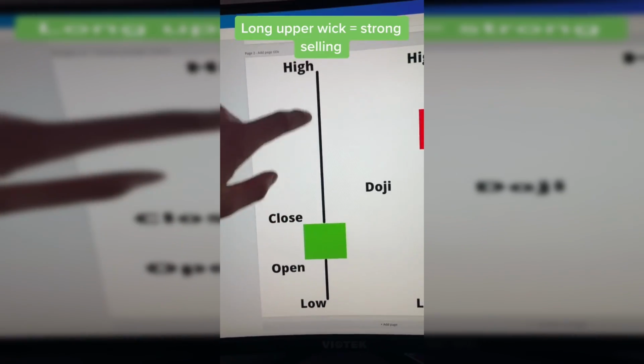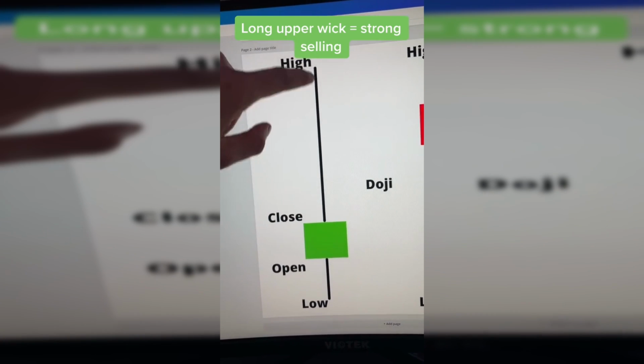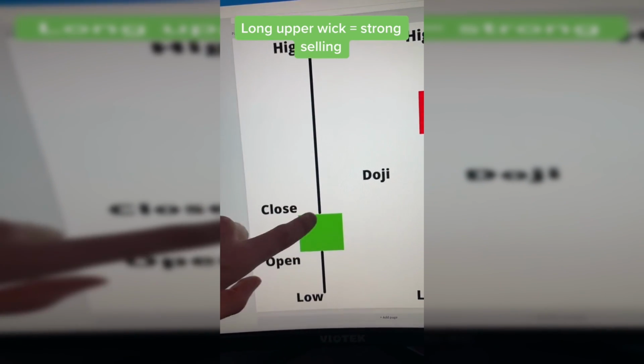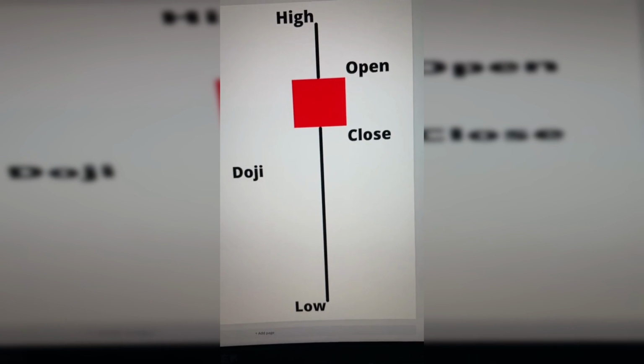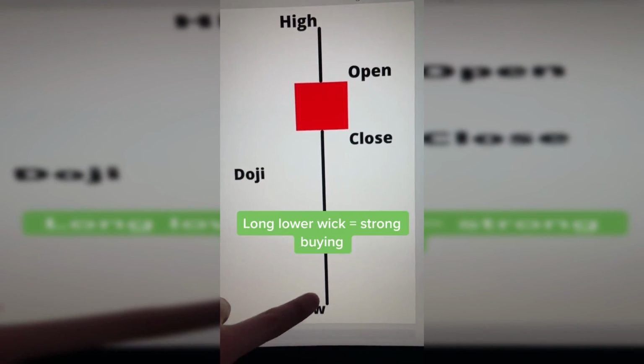See, we have a very long upper wick. That means that price went up strongly, but then got shot right back down to this closing price, and that's why there's such a big difference. And this candlestick, we see that we sold off strongly, but then the buyers bought it right back up.